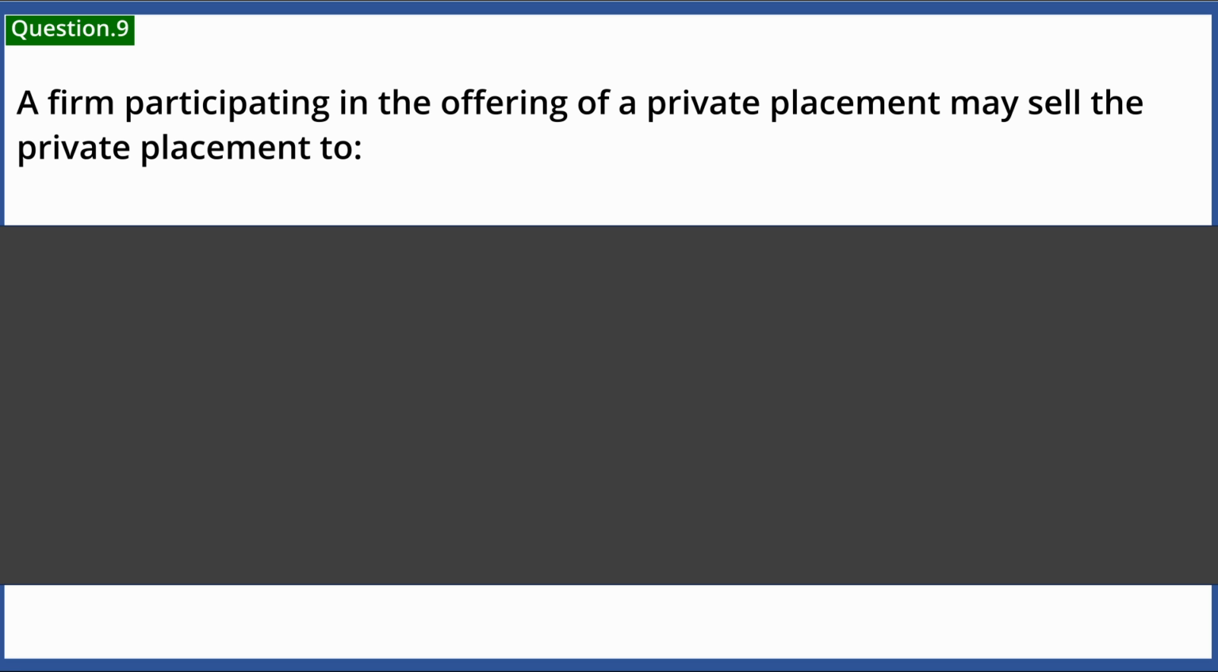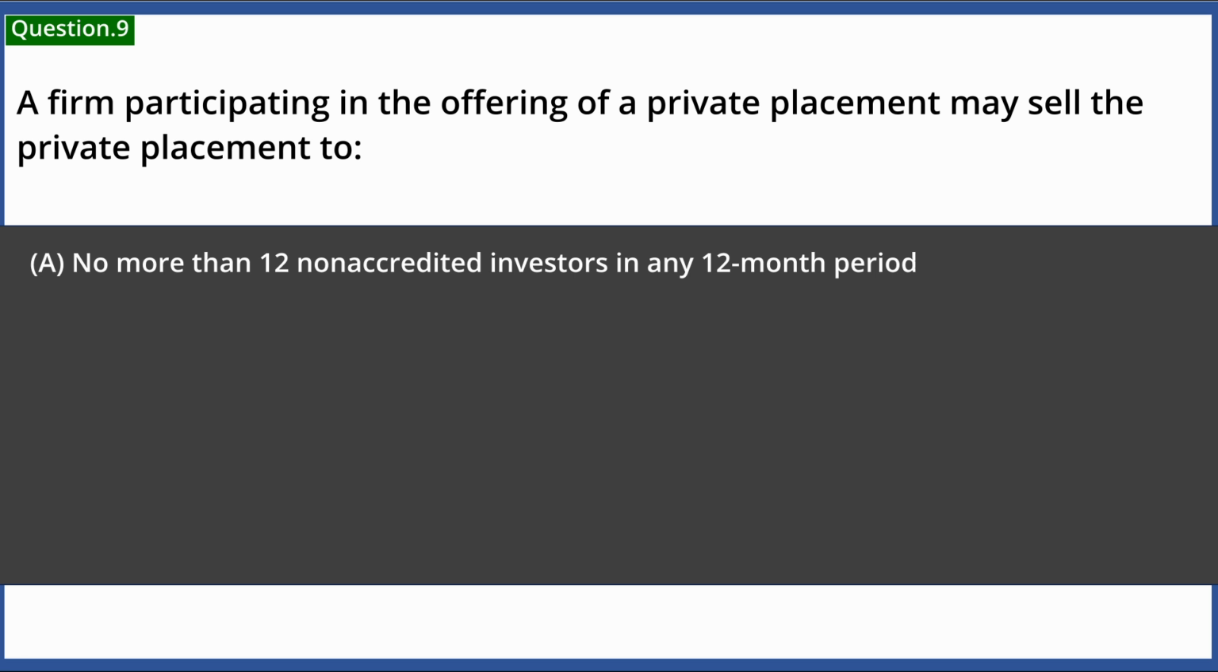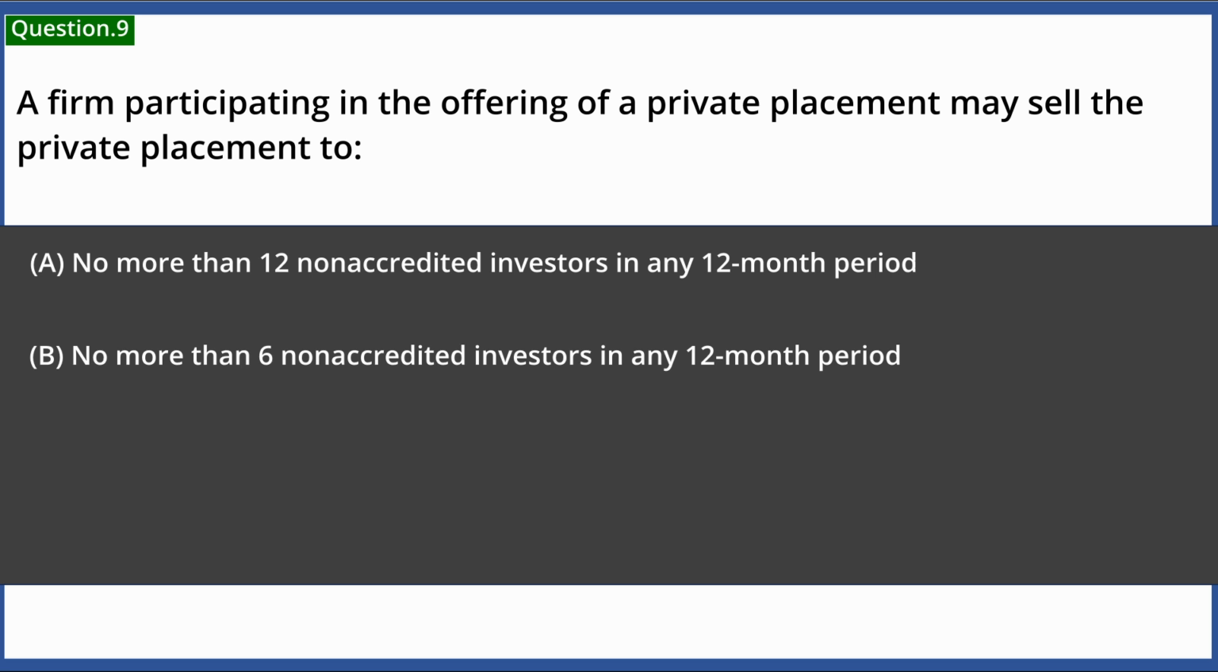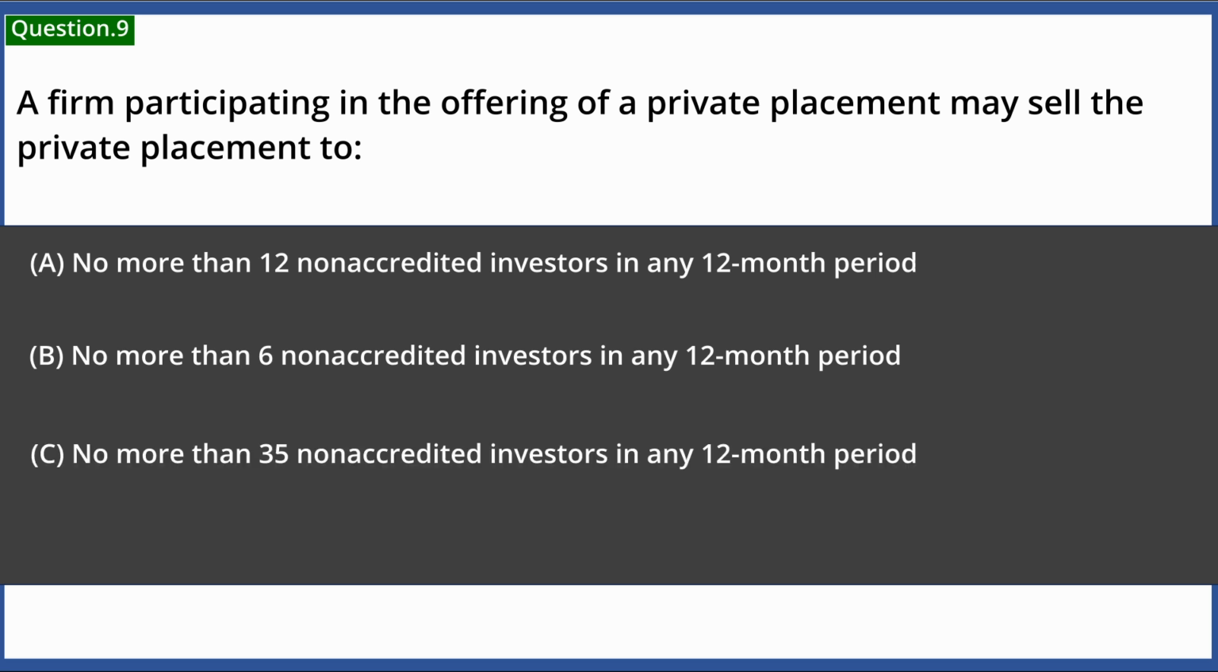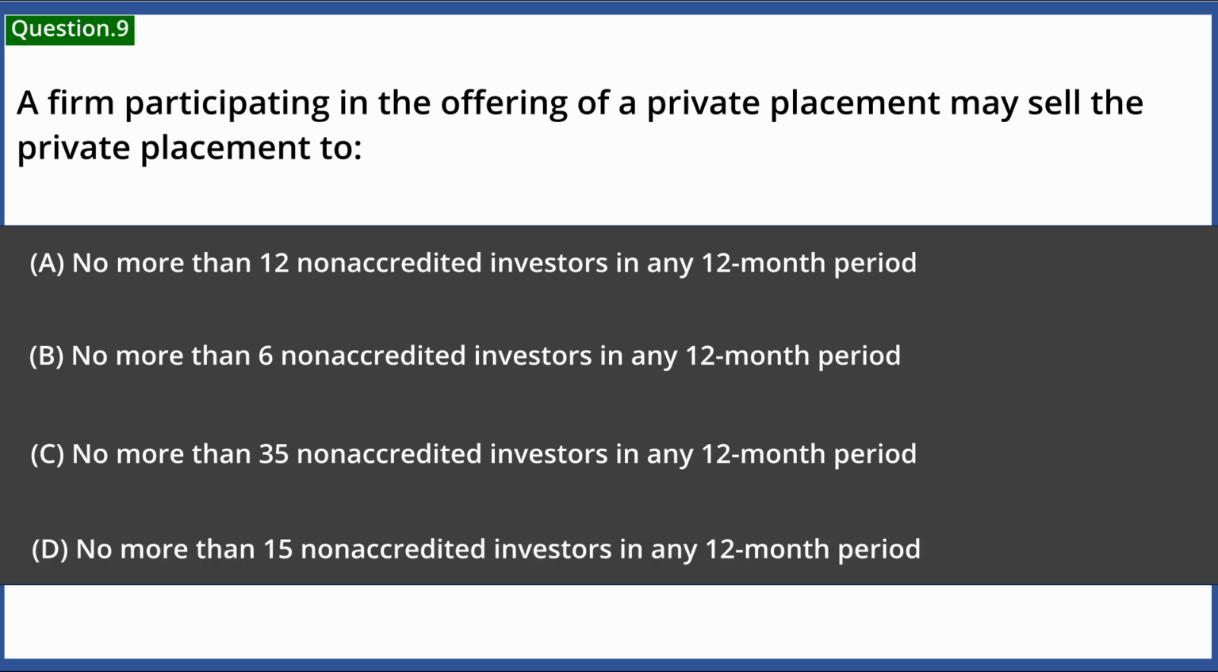A firm participating in the offering of a private placement may sell the private placement to A. No more than 12 non-accredited investors in any 12-month period. B. No more than 6 non-accredited investors in any 12-month period. C. No more than 35 non-accredited investors in any 12-month period. D. No more than 15 non-accredited investors in any 12-month period. Answer: C. No more than 35 non-accredited investors in any 12-month period.